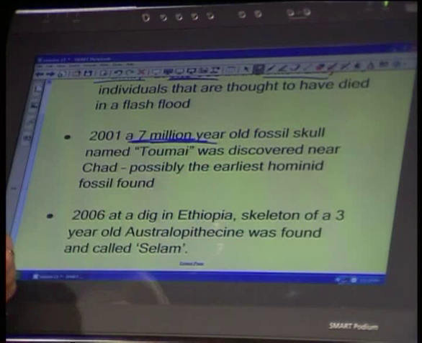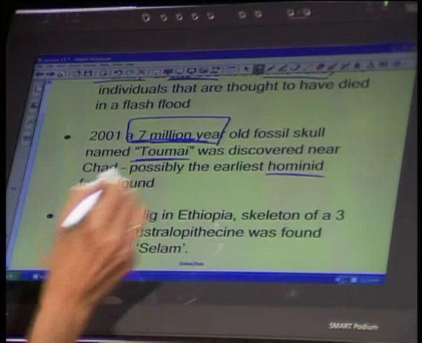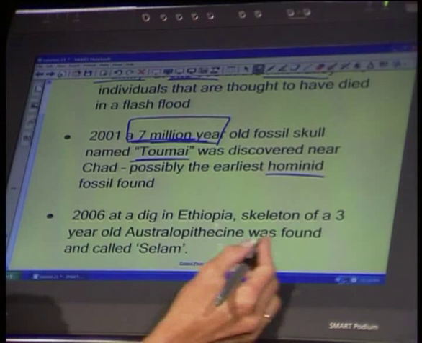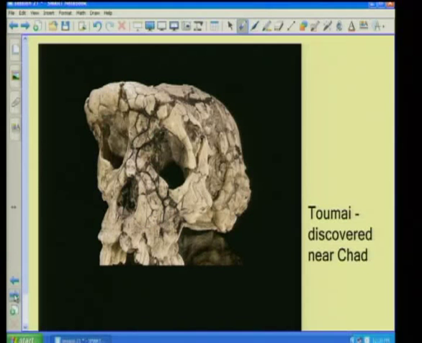Then in 2001, now look at this, there was this 7-million-year-old fossil skull called Toumai. And this was discovered near Chad. And they reckon that this is possibly the earliest hominid fossil found, 7 million years ago. And then in 2006, in a dig in Ethiopia, they found a 3-year-old Australopithecine, and they called this little one Selam. Okay, so it was a little baby, just 3 years old. Okay, there's Toumai, discovered near Chad. You see all the pieces. Clearly the skull was broken up with pressure or whatever, and they take all these little pieces and piece them together.